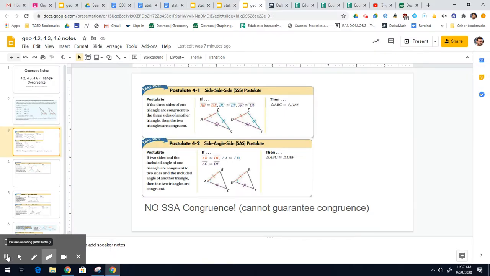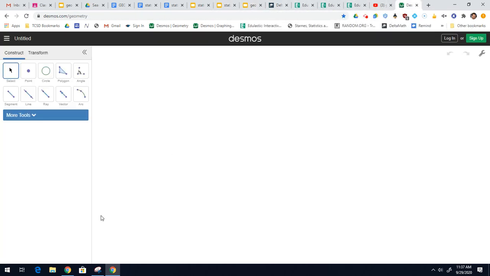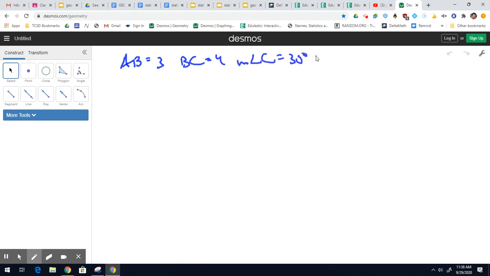So I'm going to create a triangle that has a side length AB of 3, BC of 4, and angle C is 30. So I'm going to write them here if I can. Yes. So AB is going to be 3. BC is going to be 4, and the measure of angle C is going to be 30 degrees. So this is going to be triangle ABC with these things. So let me see if I can do that right now with that shown. I think I can. That's awesome.